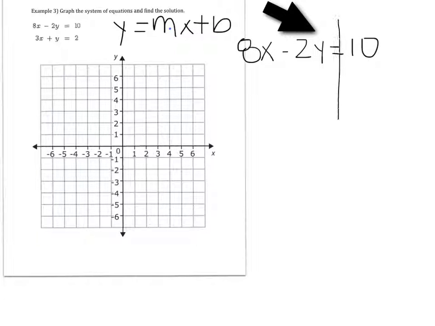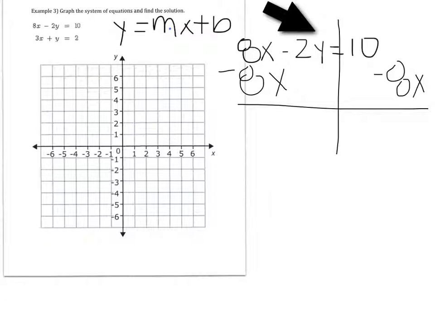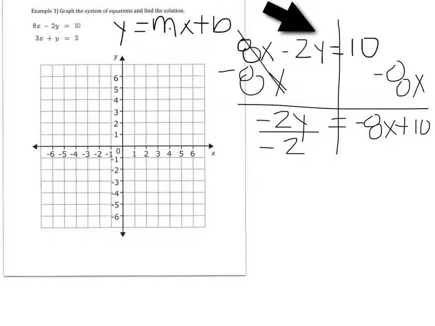I need to move my 8x, so in order to move an 8x, I need to subtract it from both sides. Notice how when I move it to the other side, I don't put it directly under the 10 because it's not like terms. 8x minus 8x cancel. I'm left with negative 2y equals negative 8x plus 10. In order to solve for y, I need to divide each side by negative 2.